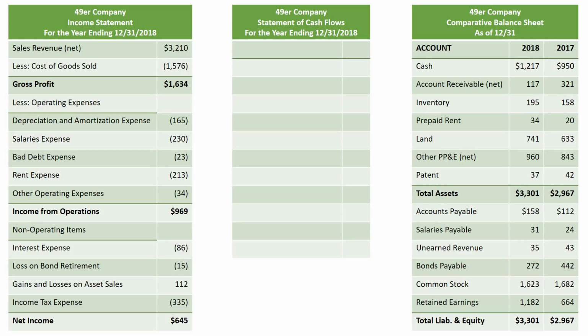A couple of things I want to note real quick. First of all, the statement of cash flows is a flow statement, so it's for the year ending. With the comparative balance sheet, it's as of, meaning it's a point in time. But the income statement and the statement of cash flows are flow documents, so they're for the year ending.